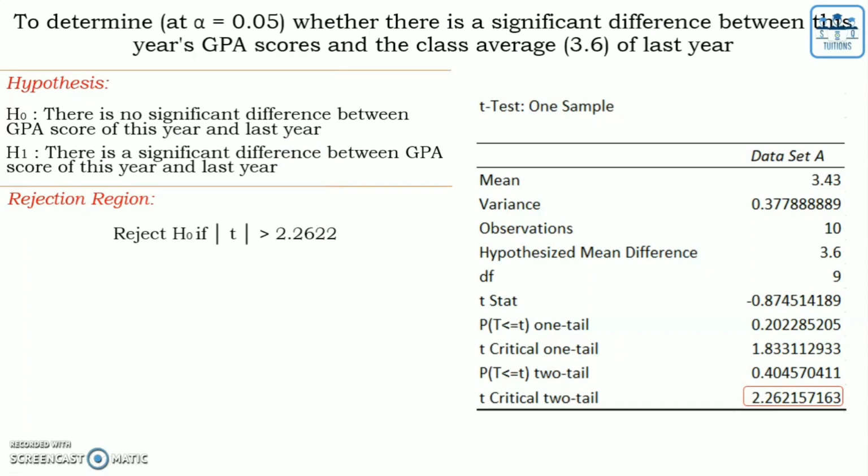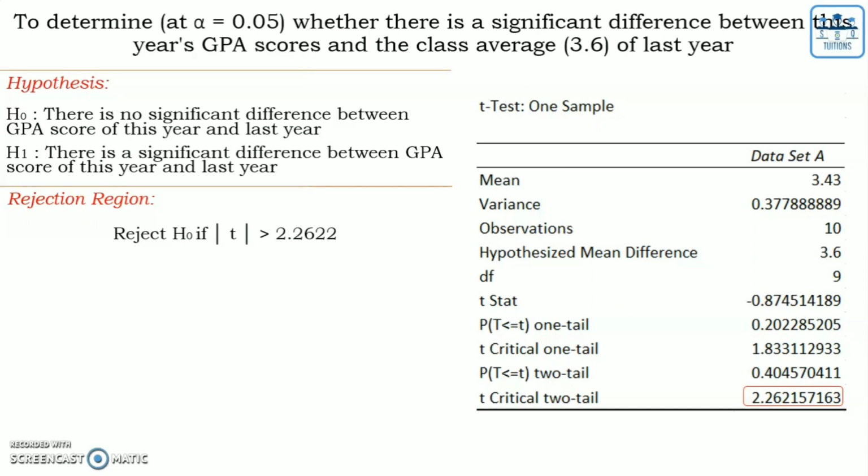We reject H0 if modulus of t is greater than 2.2622. Now you would say, why modulus of t? Since this test is a two-tailed test, we take modulus of t. How would you recognize whether a test is a two-tailed test or a one-tailed test? If in our hypothesis we just have to find whether there is a significant difference or not, then that is a two-tailed test, since we don't know whether the average is greater or lesser.